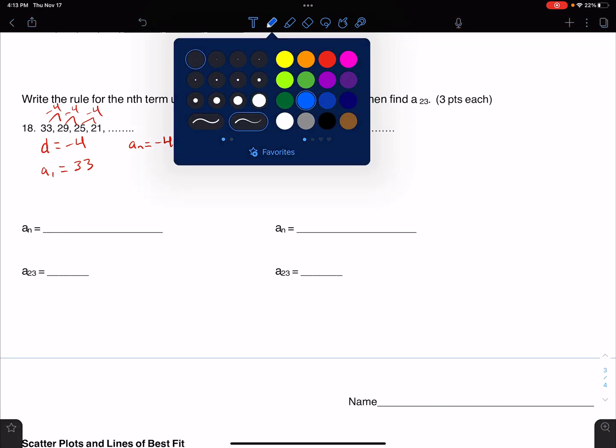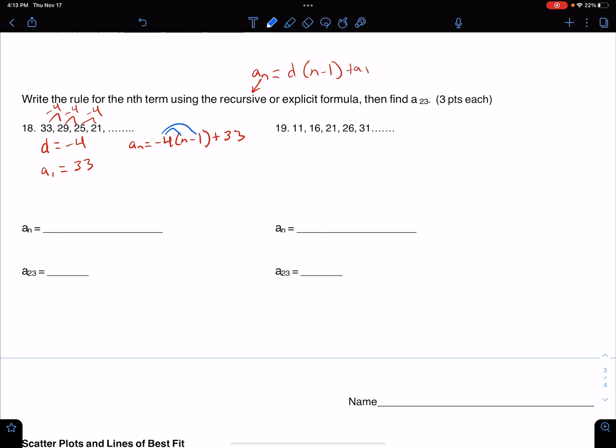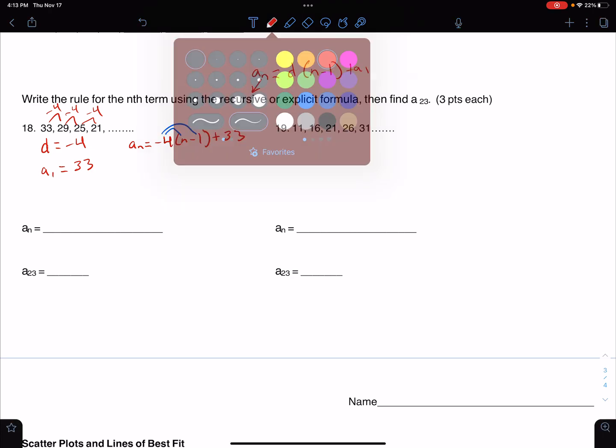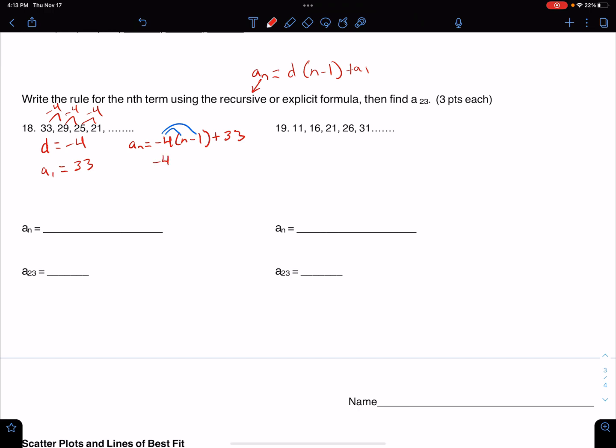Okay, then I see parentheses, so I know what to do. Distributive property. So negative 4 times n, which is negative 4n. Negative 4 times minus 1 is plus 4. Then I have plus 33. So my equation is negative 4n plus 37.